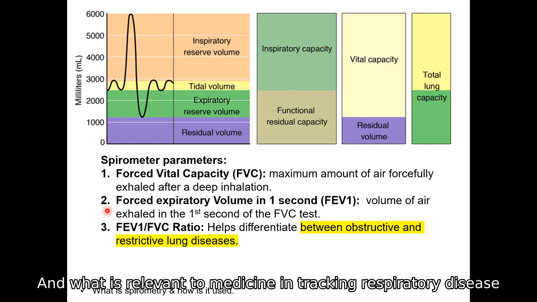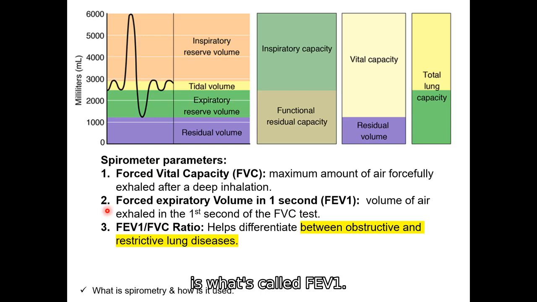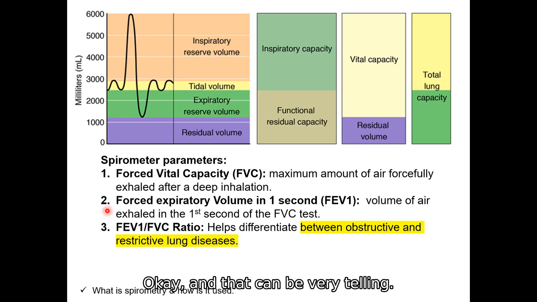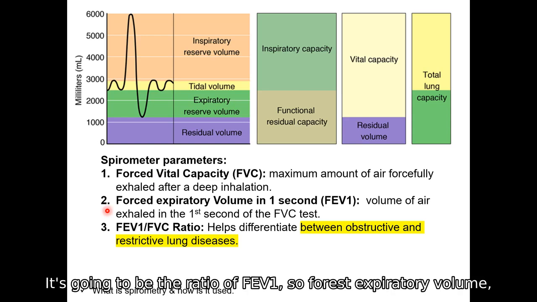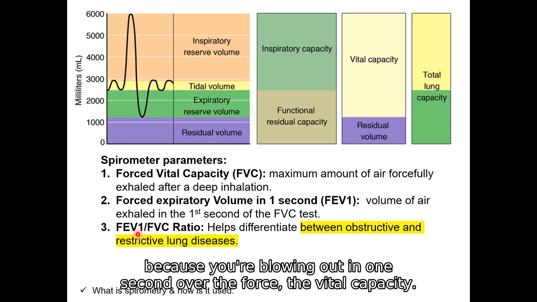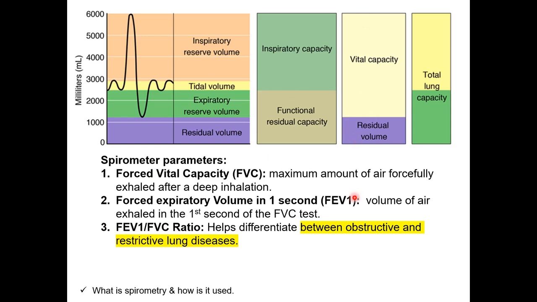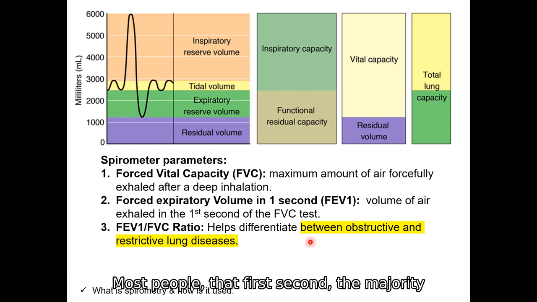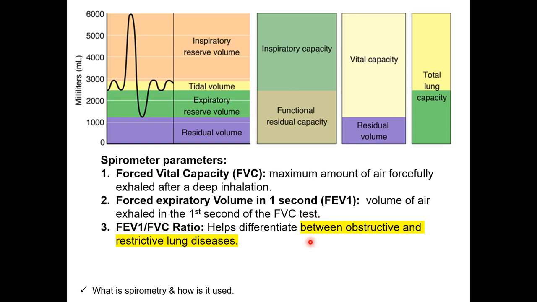And what is relevant to medicine in tracking respiratory disease is what's called FEV1. How much of that forced vital capacity comes out in the very first second. Okay, and that can be very telling. It's going to be the ratio of FEV1, so forced expiratory volume, because you're blowing out in 1 second, over the vital capacity. And normally it's going to be 70 to 85% in most people. That first second, the majority of air is going to come out.